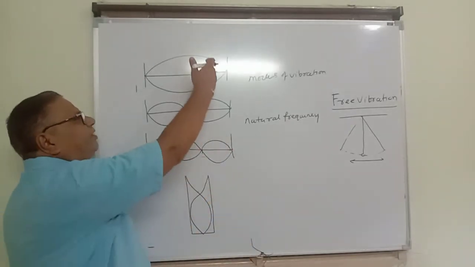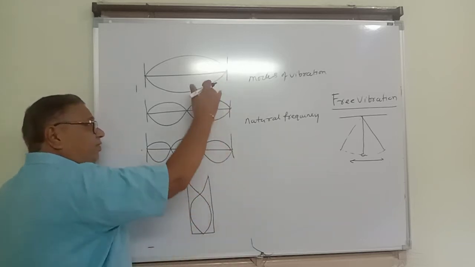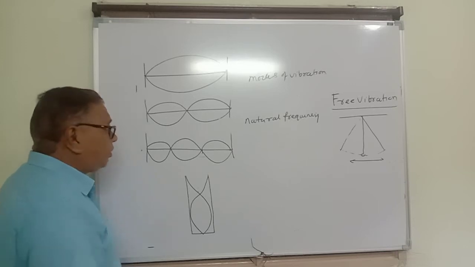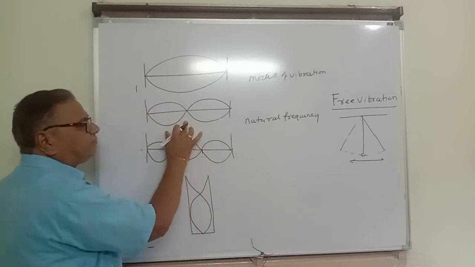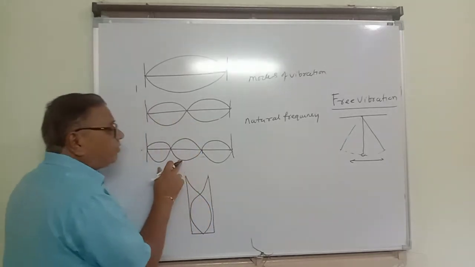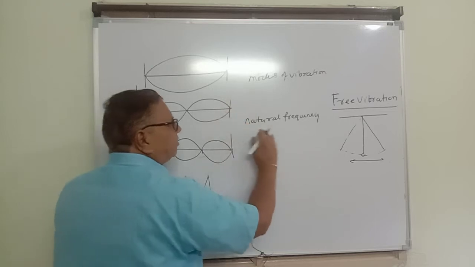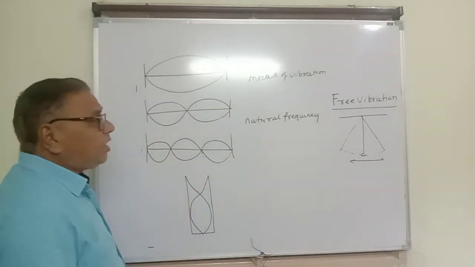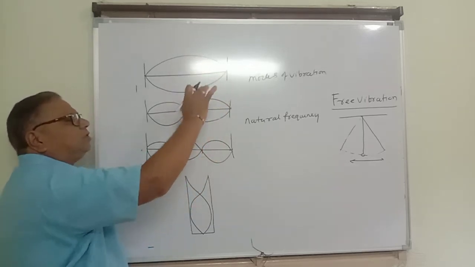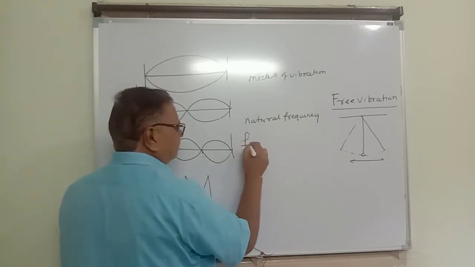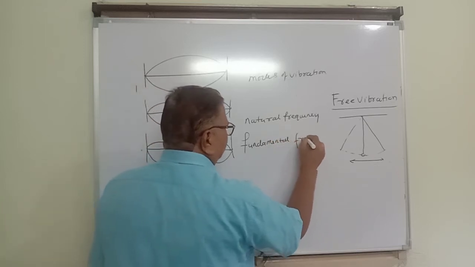So the string can vibrate in different ways. Depending upon the boundary condition, different wavelengths and frequencies are produced. When one loop is formed, wavelength and frequency are different. When two loops are formed, frequency and wavelength are different. When three loops are formed, frequency and wavelength are different. The frequencies produced are called natural frequencies. And out of these frequencies, the minimum frequency which can be produced is called fundamental frequency.